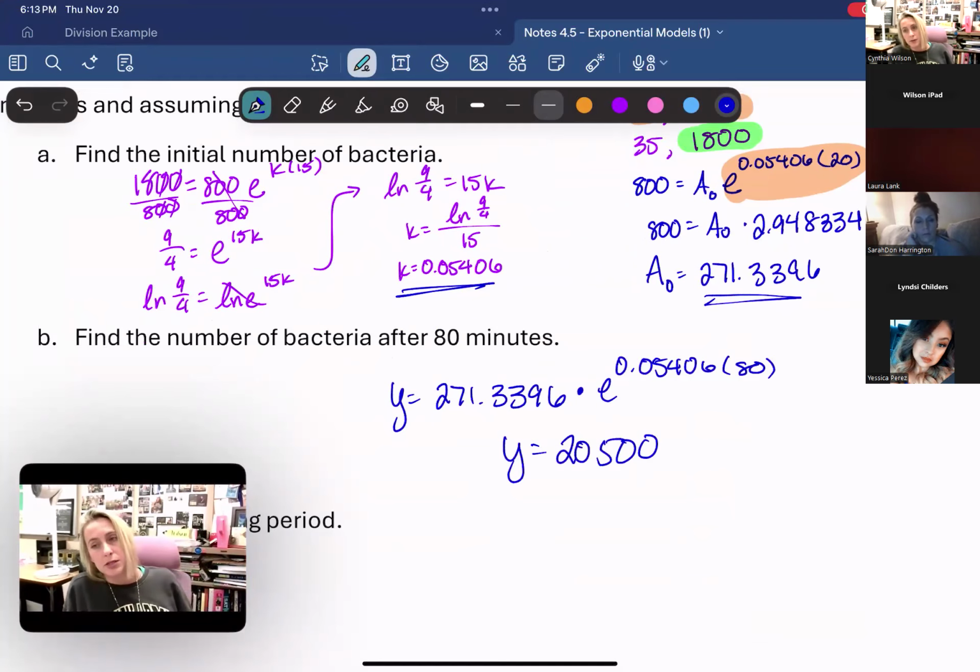So it really depends on the rounding. So as much as you can put in your calculator, don't round. Don't round it off. Write it out as far as you can get it.